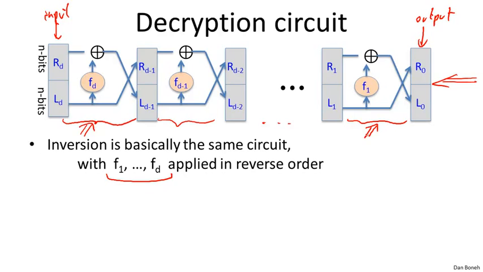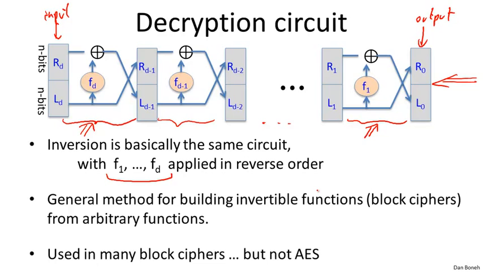So for hardware designers, this is very attractive because if you want to save hardware, you realize that your encryption hardware is identical to your decryption hardware. So you only have to implement one algorithm and you get both algorithms the same way. The only difference is that the functions are applied in reverse order. Okay, so this Feistel mechanism is a general method for building invertible functions from arbitrary functions F1 to Fd.